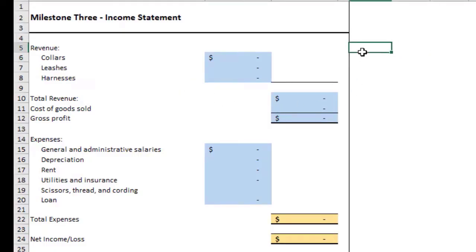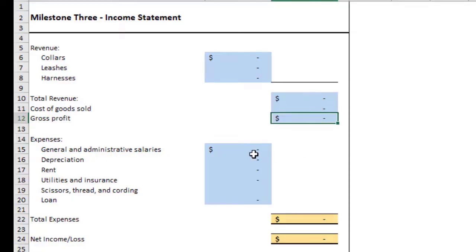Make sure you show your calculations. Either use a formula here, which is the preferred method, or put it to the side. The total revenue is going to sum up these three. The cost of goods sold, you've already done. That's in the cost of goods sold tab that you've already accomplished. And then when you subtract the cost of goods sold, you get your gross profit.